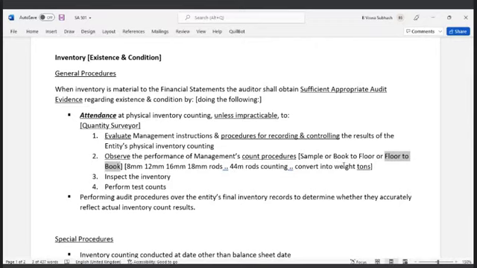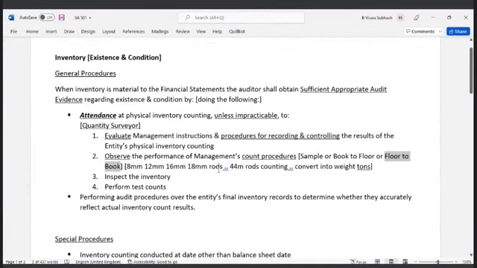What is book to floor? You take a report from the system, that is the accounting books, the Tally, whatever it is, then go do the physical verification. You say, okay, this table fan, where is it? This table, where is it? This AC, where is it? This laptop, where is it? That's how you do the verification.